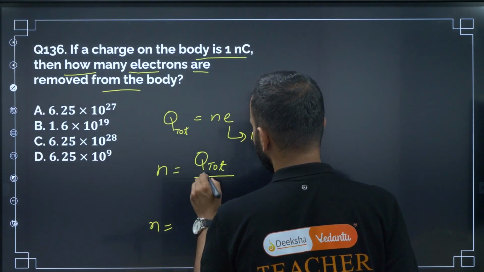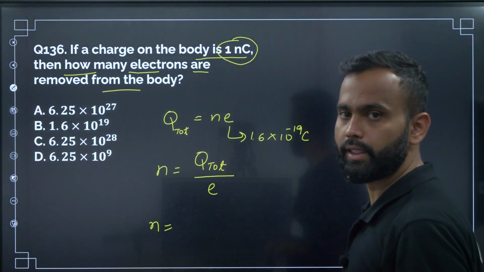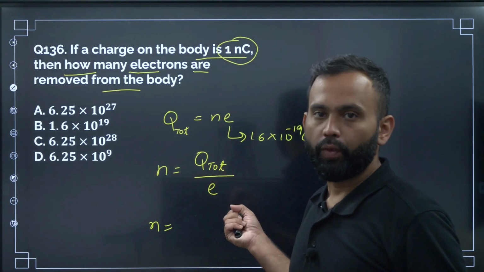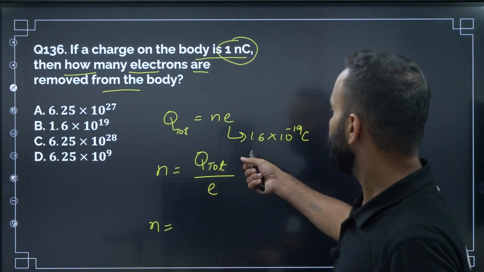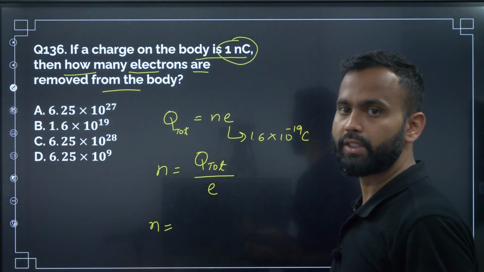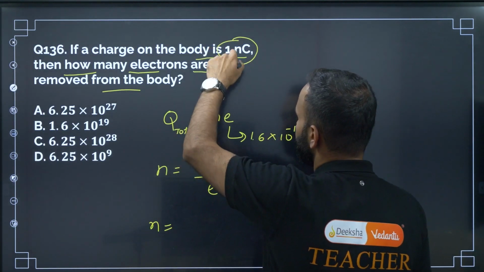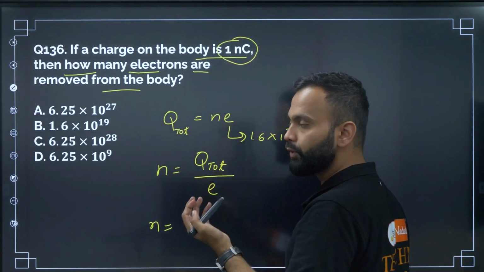So now n is equal to, what is the total charge of the electrons? 1 nanocoulomb, right? Isn't it? So if you remove electrons from the body, what happens? The body will get positively charged, right? Isn't it? So here the total charge of the removed electrons is 1 nanocoulomb.